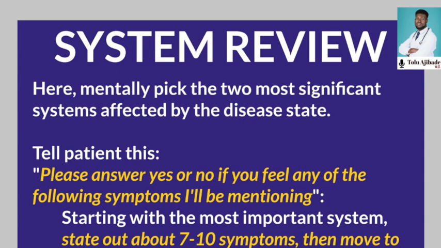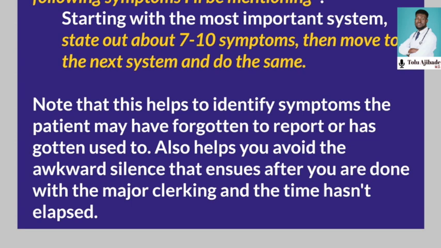So for this part, you tell the patient this, please answer yes or no if you feel any of these following symptoms I'll be mentioning, okay? You start with the most important, state about 7 to 10 symptoms, then move on to the next system, and start stating out symptoms from there. Now, that's if you have time for that, okay?